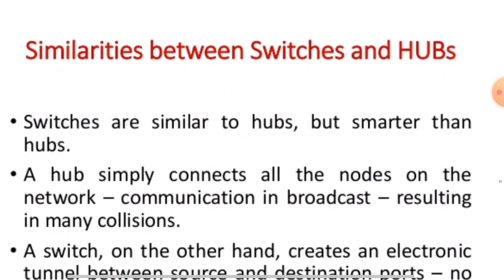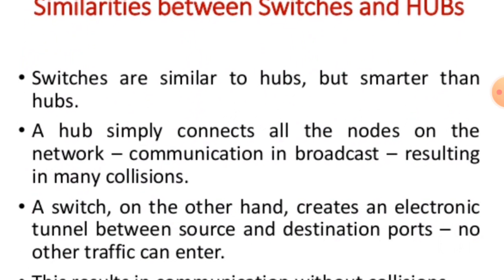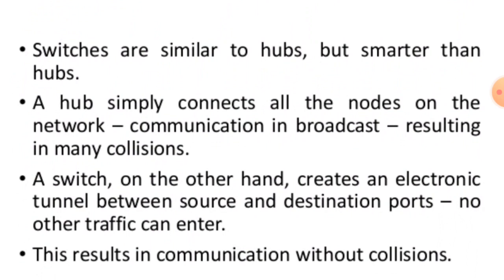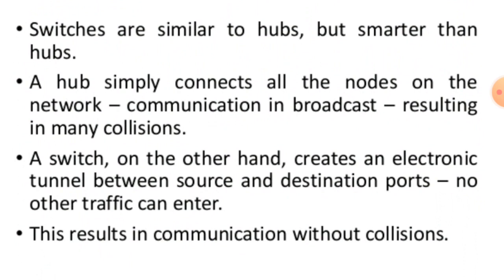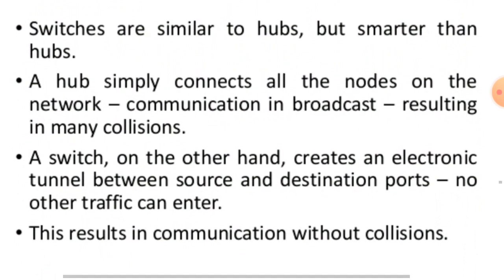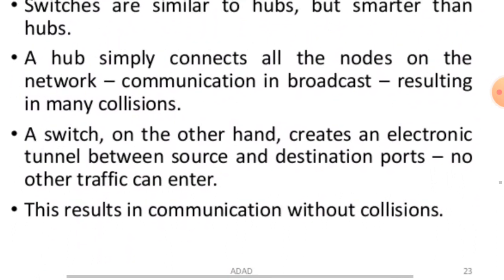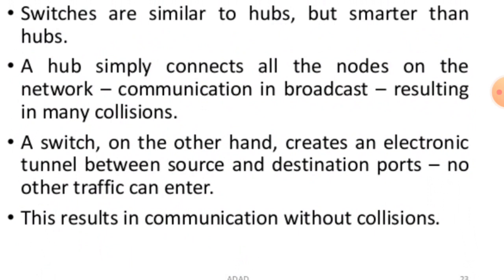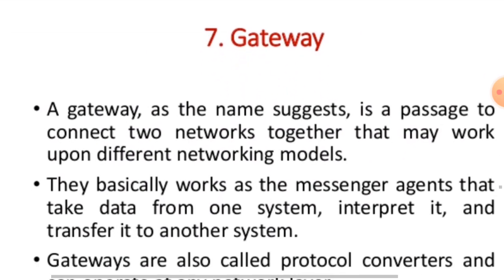Next, what are the similarities between switches and hubs? Switches are similar to hubs but smarter than hubs. A hub simply connects all the nodes on the network and communicates in broadcast, resulting in many collisions. A switch, on the other hand, creates an electronic tunnel between the source and destination ports. No other traffic can enter. This results in communication without collisions.